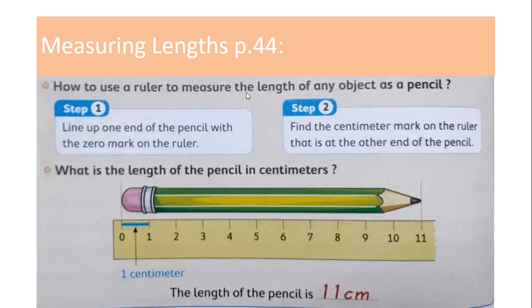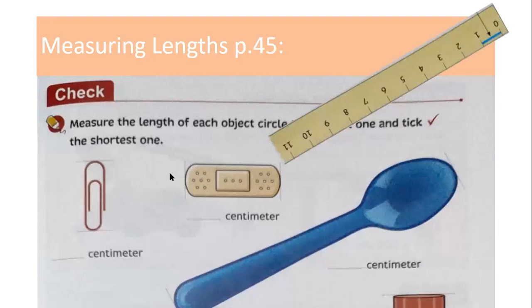How to use a ruler to measure the length of any object such as a pencil. Line up one end of the pencil with the 0 mark on the ruler. These are two ends. This is the first end, this is the second end. The first end, we put it on 0. And the last end is the answer. Find the centimeter mark on the ruler that is at the other end of the pencil. So this is the end. The length of the pencil is 11 centimeter.